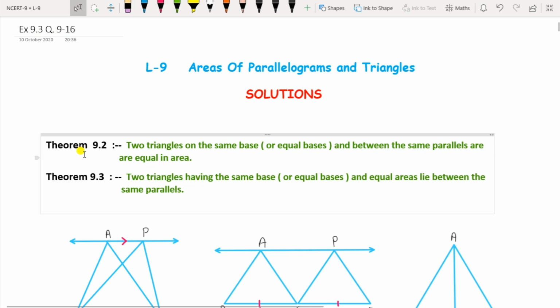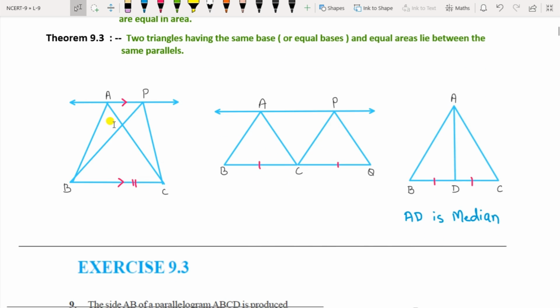So in exercise 9.3 we have seen theorem 9.2, that is, two triangles on the same base and between the same parallels are equal in area. So these are the two triangles. If they are on the same base BC and lie between the same parallel lines AP parallel to BC, then they will have equal area.